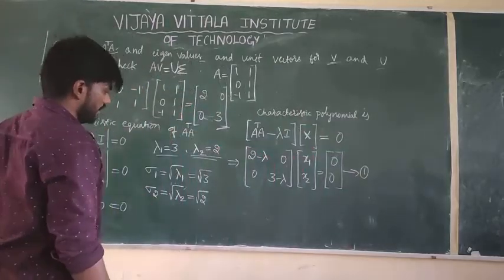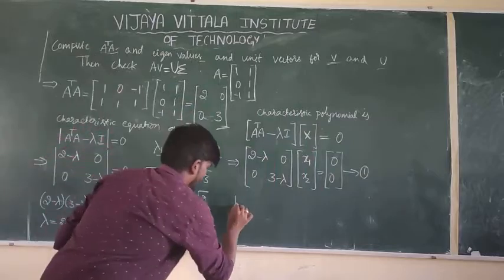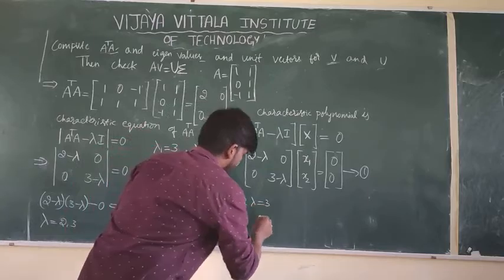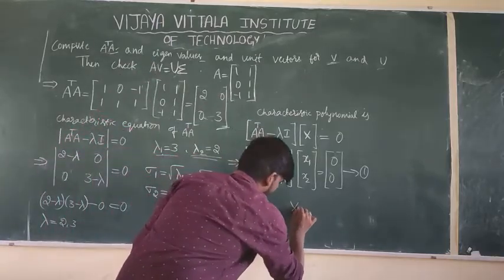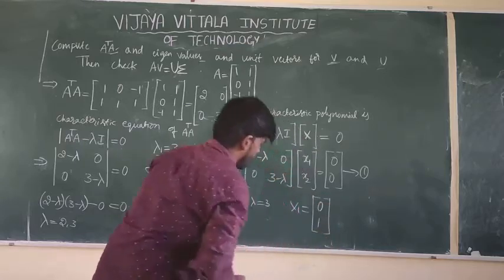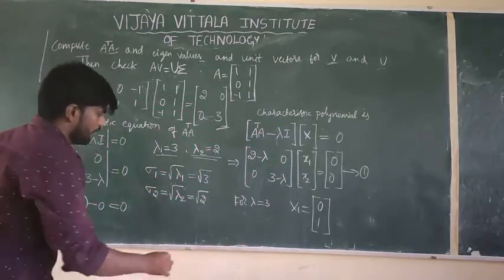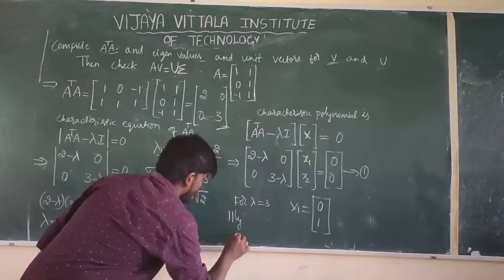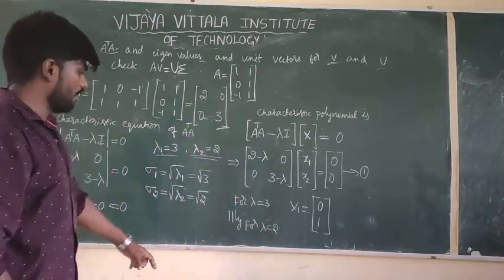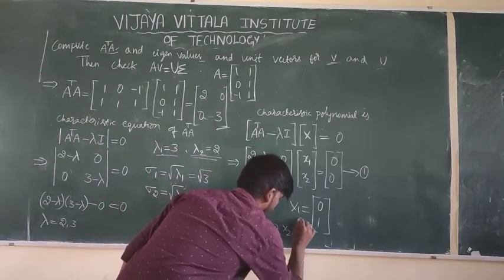Using this equation 1, we substitute the lambda value as 3. Then for lambda equal to 3, we get the eigenvector x1 which is equals to 0, 1. We already learned how to find the eigenvector corresponding to an eigenvalue, and similarly for lambda equals 2, we have the eigenvector x2 which is equals to 1, 0.